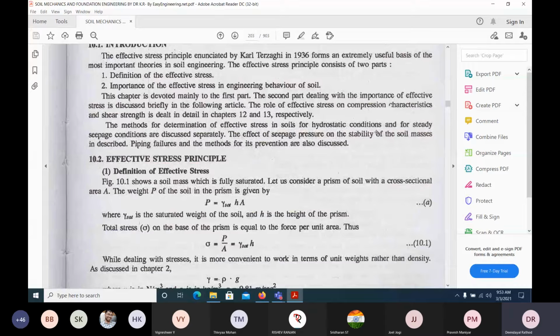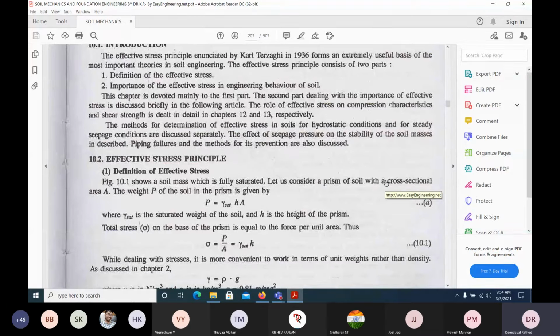Is it clear? Cross section area we know. Height we know. That would be multiplied by the unit weight of the saturated soil, if you know. Then we can find out the weight of the particular soil in that prism, right? Is it clear? Where gamma sat is the saturated weight of the soil and H is the height of this prism.